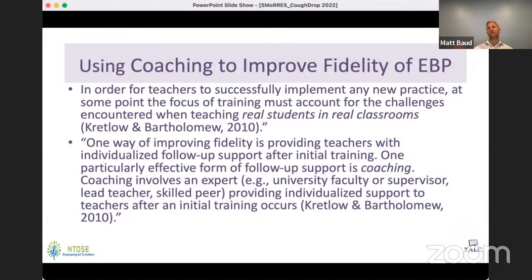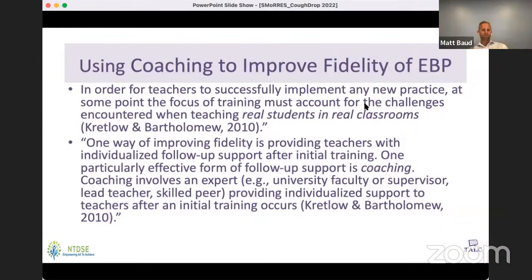And one way of improving fidelity is providing teachers with individualized follow-up support after initial training, right? And one particularly effective form of follow-up is, guess what? Coaching, right? That special sauce. And coaching involves an expert, university faculty, a supervisor, a lead teacher, or a skilled peer, providing that individualized support to teachers after the initial training occurs. And like we said, we do have to provide the in-service. We need that piece, but we also have to make sure we're doing that coaching in the real classroom with real students. And we're going to talk a little bit more about what coaching is in just a quick sec.